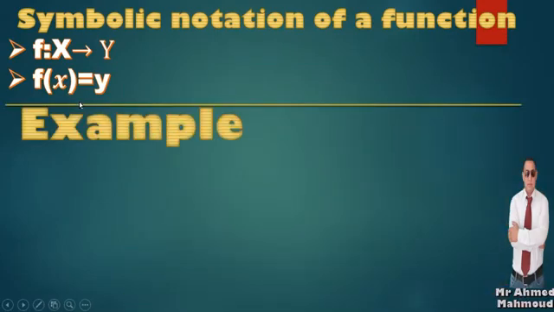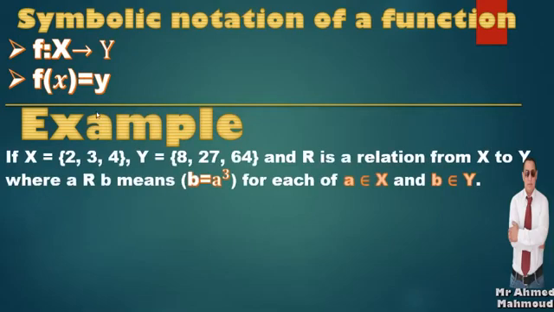Now we have an example we have studied before. In this example, set x equal 2, 3 and 4 and y equal 8, 27 and 64, and r is a relation from x to y where a is related to b means b equal a power of 3. We already took examples like this one in the last lesson. Just to remind you how we can solve these ones, and I need to compare the symbols in this example with the new symbols in the new lesson.